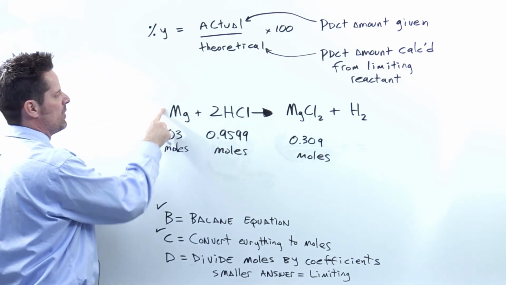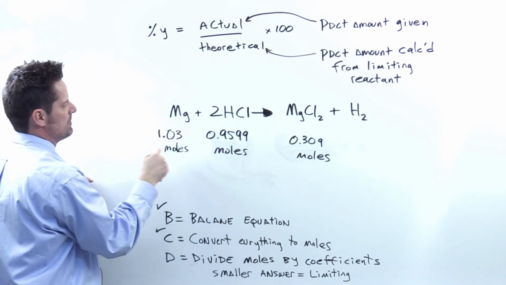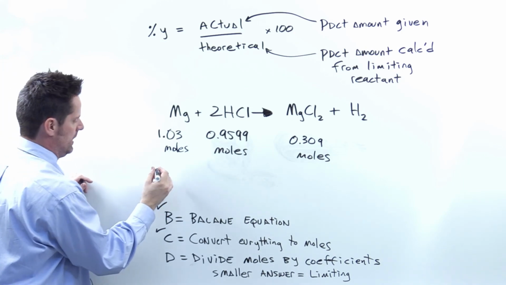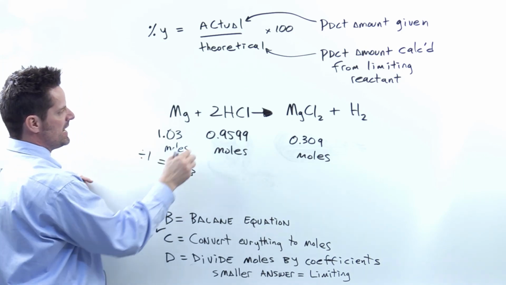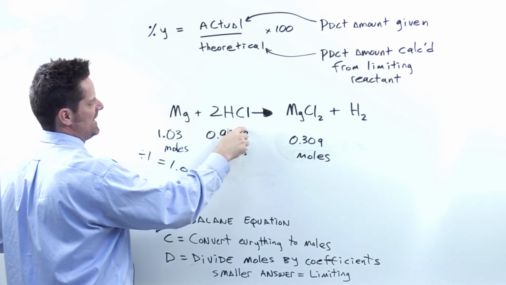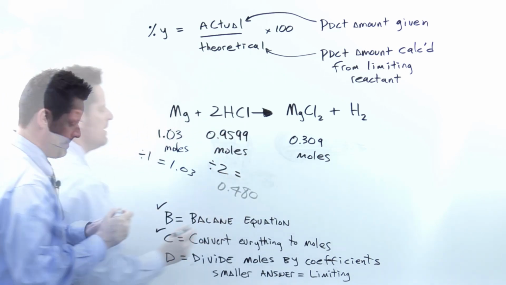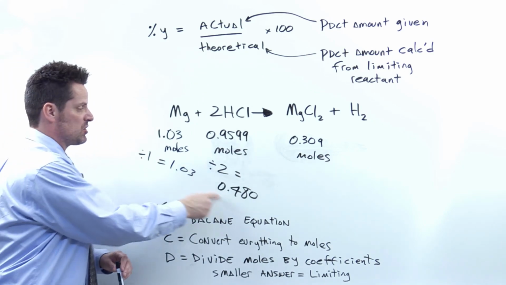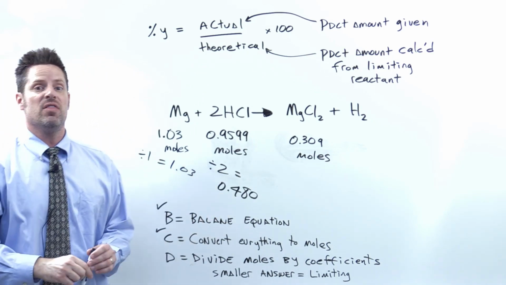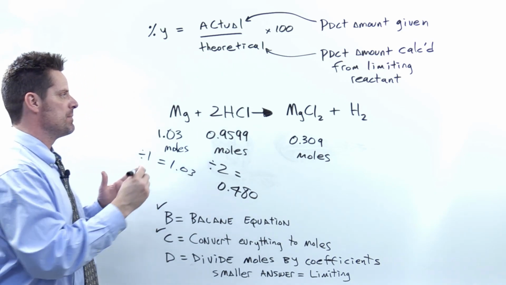So here I have an implied coefficient of 1 next to the magnesium. So if I divide 1.03 by 1, I get 1.03. Here, however, I've got a coefficient of 2 next to HCl. So I divide 0.9599 by 2 and I get about 0.480. Which of these is smaller? Yeah, it's the 0.480. Therefore, I know that HCl is my limiting reactant.